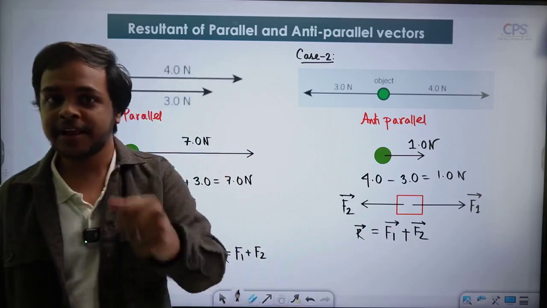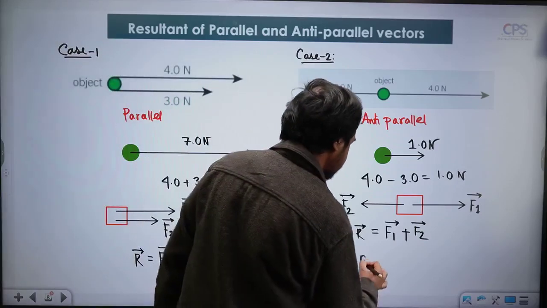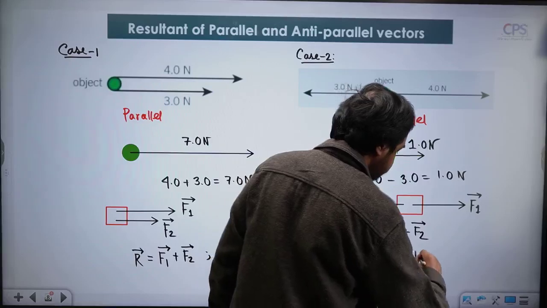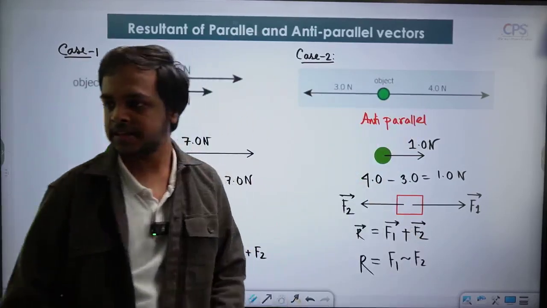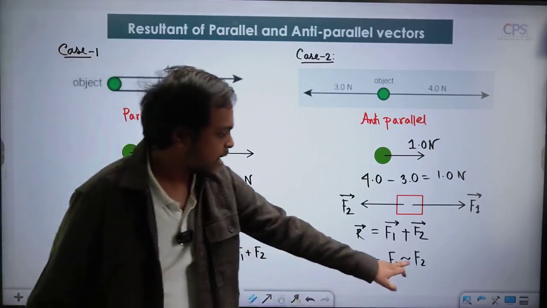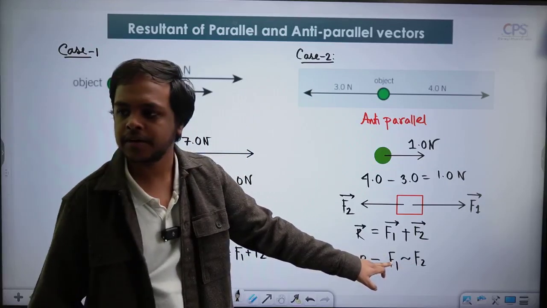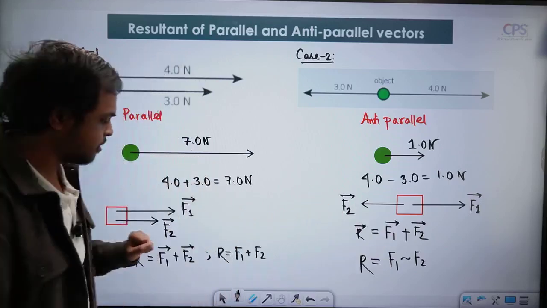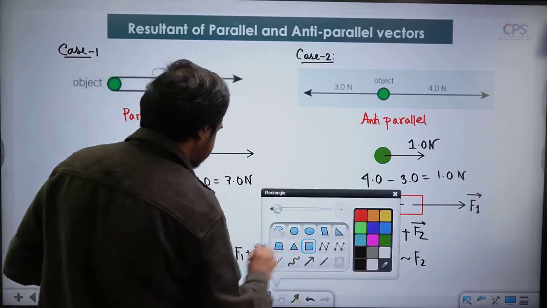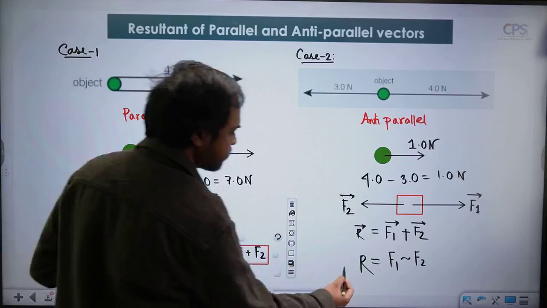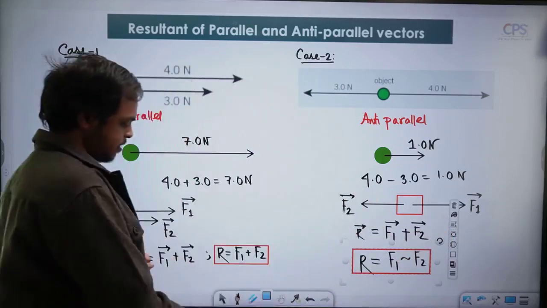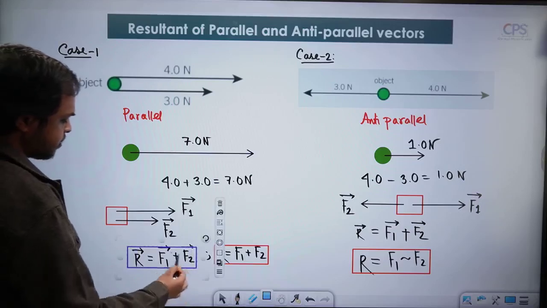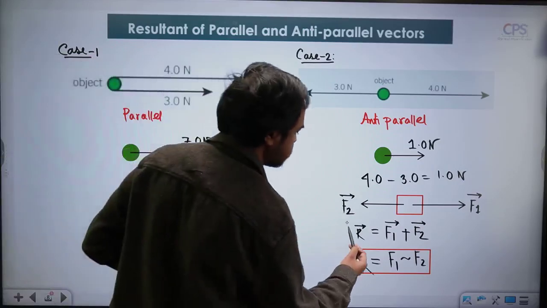But how will you get the value? Now we'll get the value. This value is F1 and F2's difference. Difference means subtract the smaller one from the bigger one. This is the difference. So this is the resultant's value. But this is the equation which tells you that you will get a resultant. So don't get confused between these two.